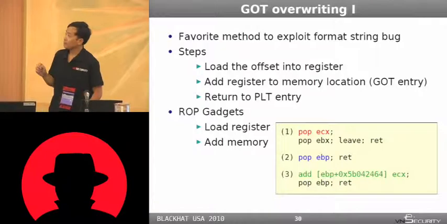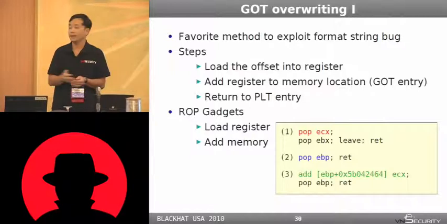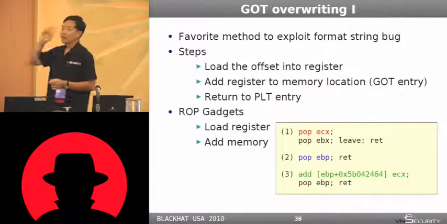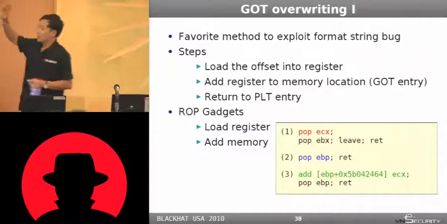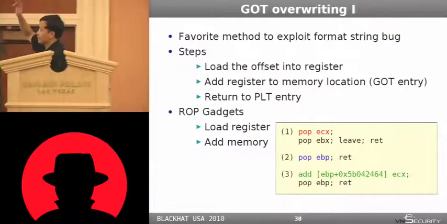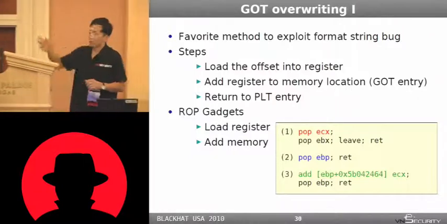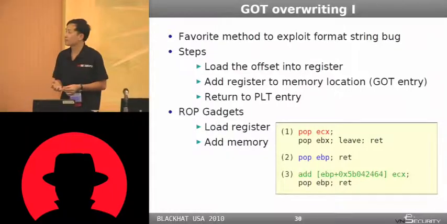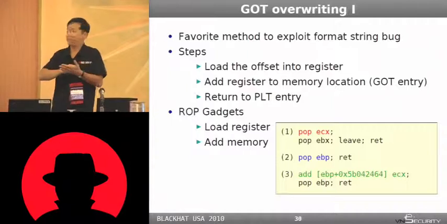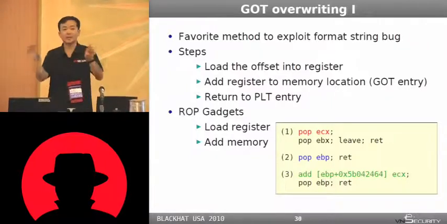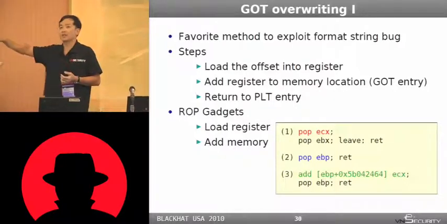We will show two techniques that can be used. One is GOT overwriting, which is the most powerful, and another one is GOT dereferencing. We will show it later. This is your favorite method to exploit format string bugs. It takes 3 steps. First, we load the offset into a register, then add the register to a memory location, here the GOT table. And we call the PLT entry to execute the new function.